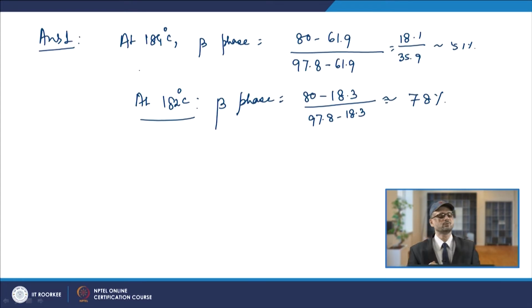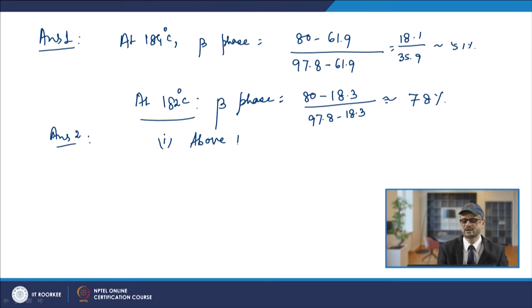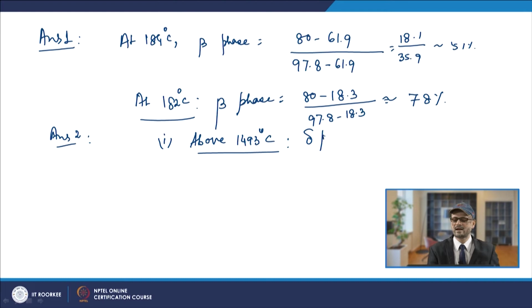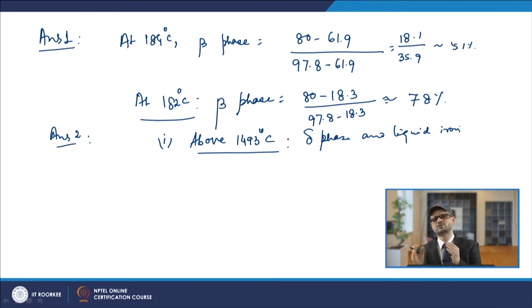So, if you go to the answer for question 2, then first, above 1493 degree centigrade, you have two phases. One is delta iron, the delta phase, and another is liquid iron. Now, for delta, as you see, delta is towards the left. So, using the lever rule, you have to see towards the right where it is touching that liquidus line. So, it is just above that temperature line, it is at 0.5.